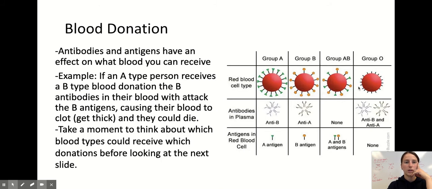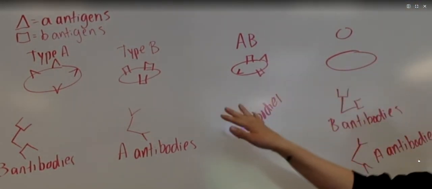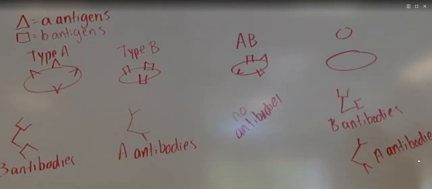So if we go over here, blood donation. If you are a person with A-type blood and you receive a B-type blood donation, the antibodies that are in your blood plasma are going to attack those B antigens, cause your blood to clot, which just means get thick and clumpy, and then you could die. So I guess take a moment and think about which of these blood types could receive donations from which other ones. Who could receive a donation from who?